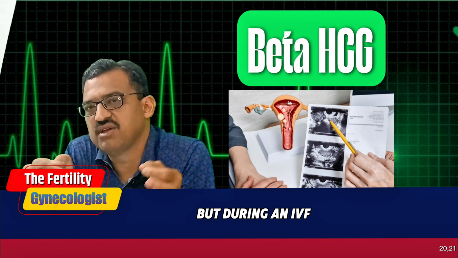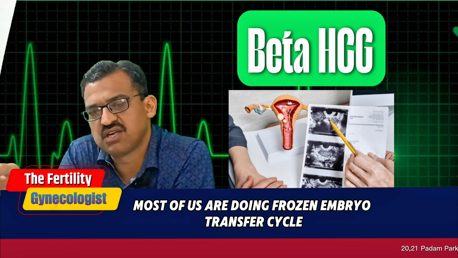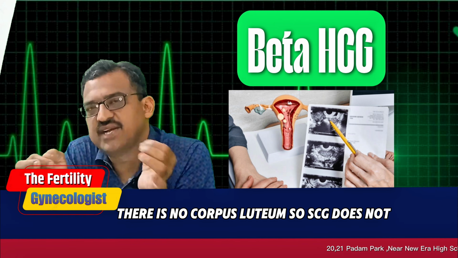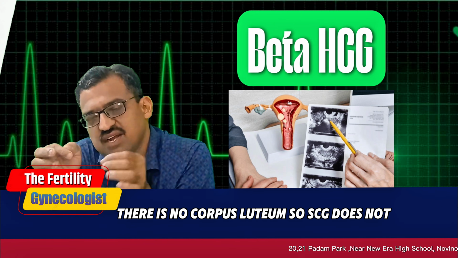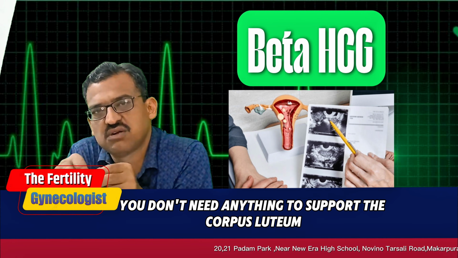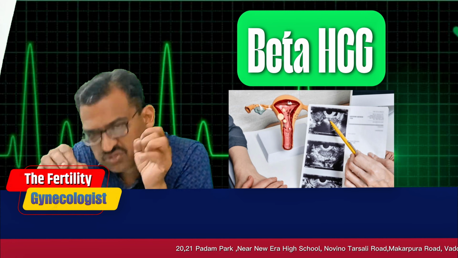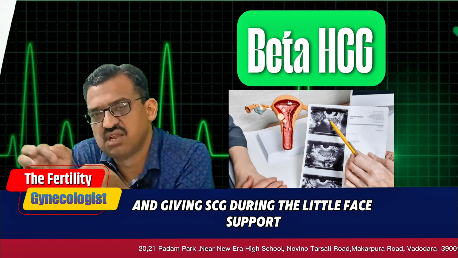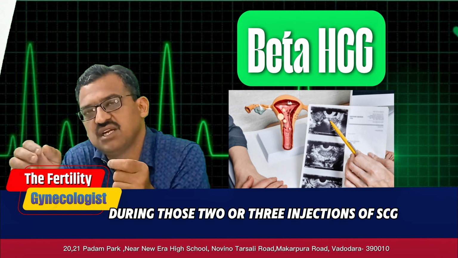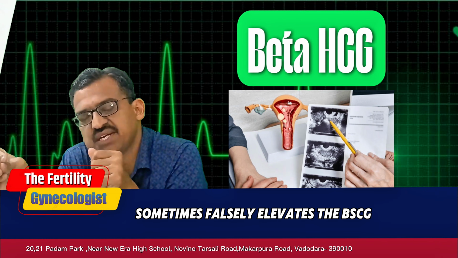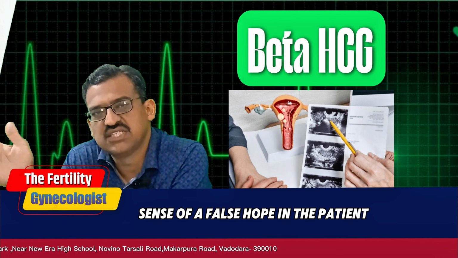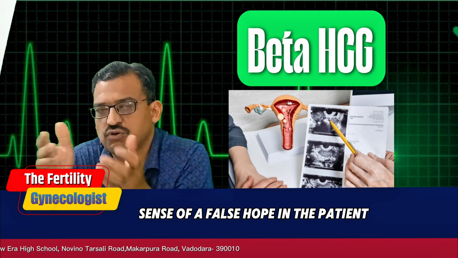But during an IVF, most of us are doing frozen embryo transfer cycle. There is no corpus luteum. So HCG support is not needed. You don't need anything to support the corpus luteum. And giving HCG during the luteal phase support, during those 2 or 3 injections of HCG, sometimes falsely elevates the beta HCG. So that may create a false sense of hope in the patient.